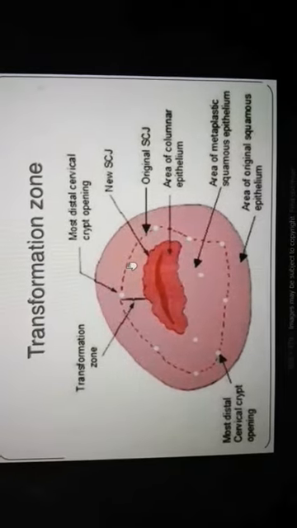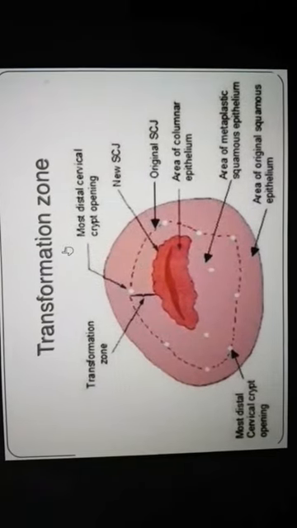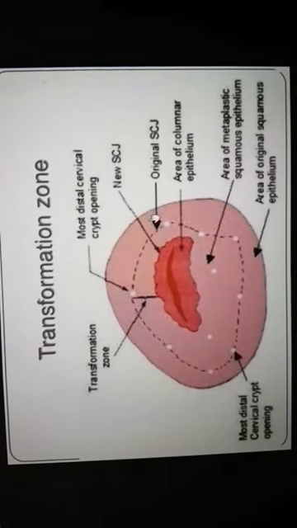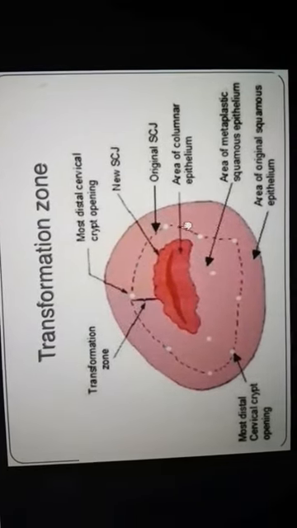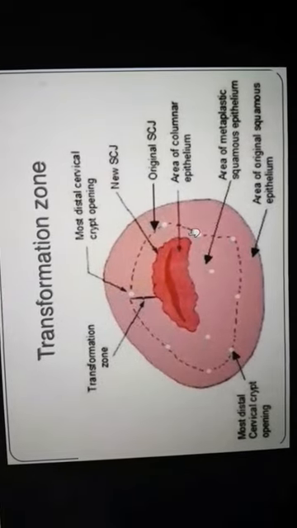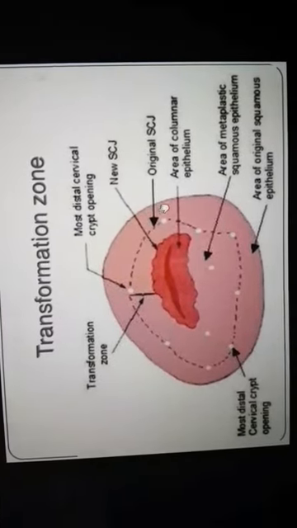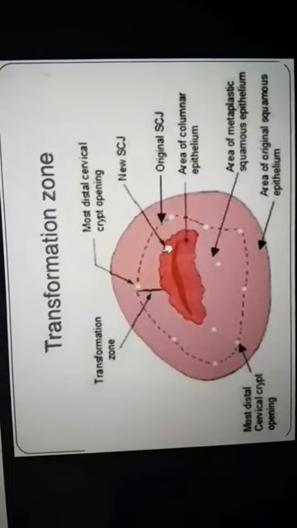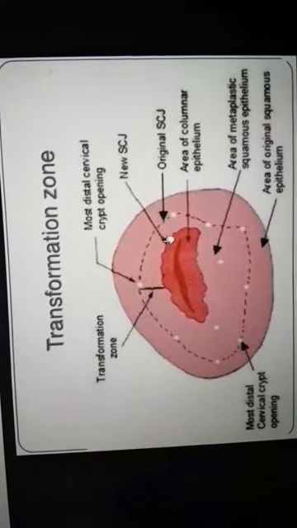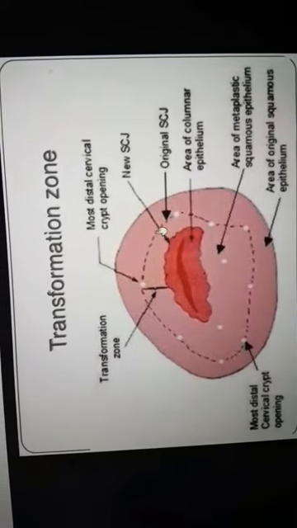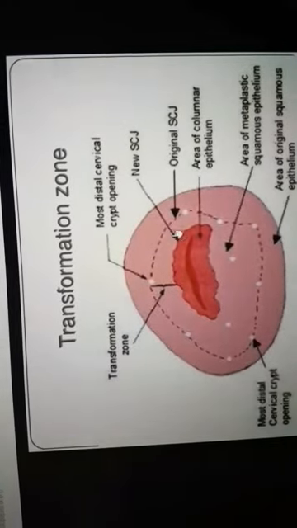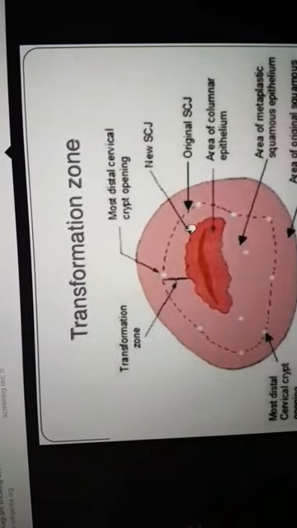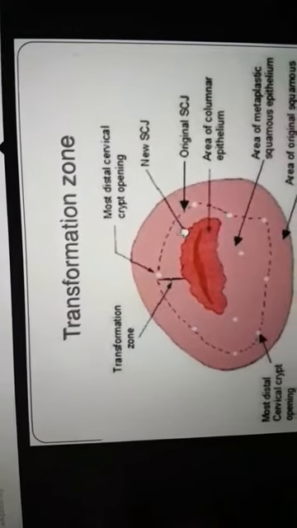A few words before we end this presentation, because there is always a mix-up about what the transformation zone is. We know that during childhood there is what we call the original squamocolumnar junction, and after puberty, because of the acidity, the squamocolumnar junction, which is the junction between squamous and columnar, will regress and disappear. This is the new squamocolumnar junction. So the transformation zone is the distance between the new and the original squamocolumnar junction, and this is the most likely area to have cancers in the future.